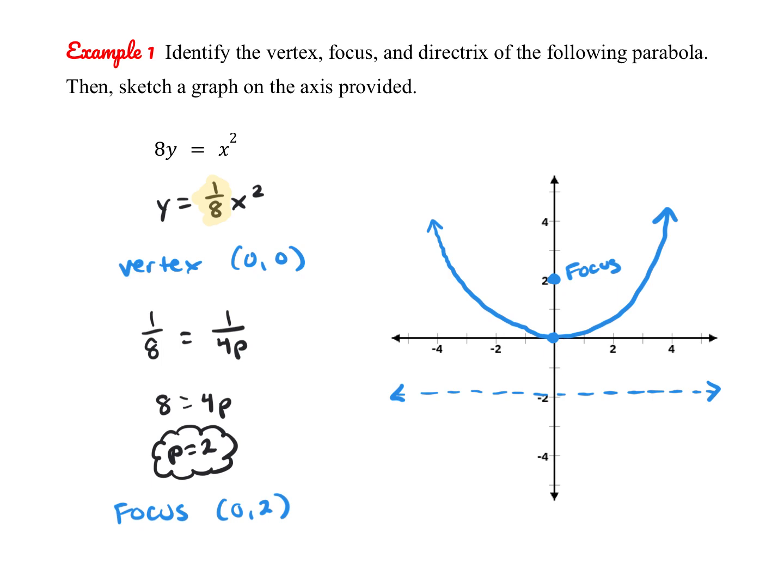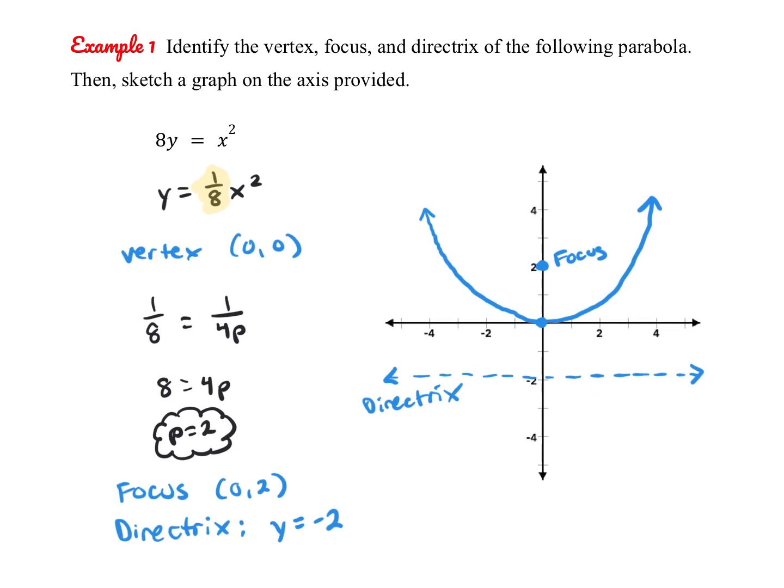Now let's define what that equation is. Remember, the directrix is a fixed line. So this is the line y = -2. Make sure it's a full equation, and we can label it on our graph. And there you have it. So again, the key to these problems is finding that p-value, because the distance from the vertex to the focus is p, and the distance from the vertex to the directrix is going to be p as well.